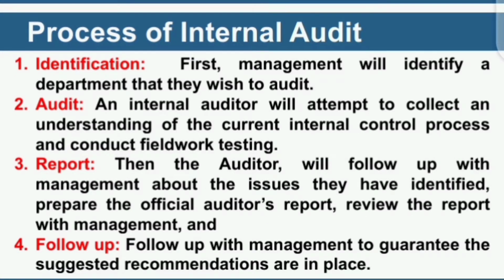Process of internal audit. 4 steps are: number 1, identification. First, management will identify a department that they wish to audit. Then number 2, audit. An internal auditor will attempt to collect an understanding of the current internal control process and conduct fieldwork testing. Then number 3, report. Then the auditor will follow up with management about the issues they have identified, prepare the official auditor's report, review the report with management, and number 4, follow up. Follow up with management to guarantee the suggested recommendations are in place.